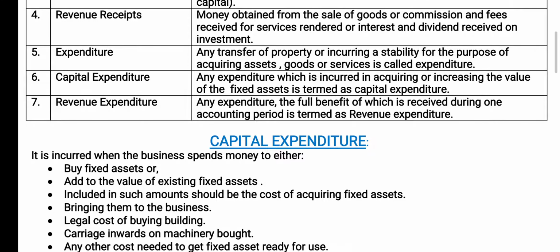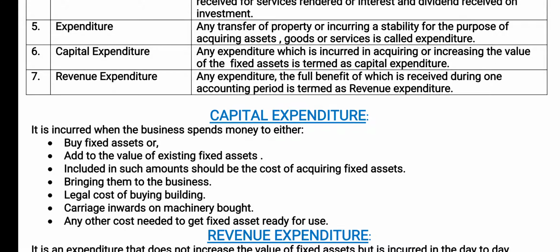It is incurred when the business spends money to buy a fixed asset. Capital expenditure says, in simple words, that when we spend money for a business for a longer period of time, and it is going to give us the benefit for a long period of time, that will be part of our fixed asset, that is capital expenditure.